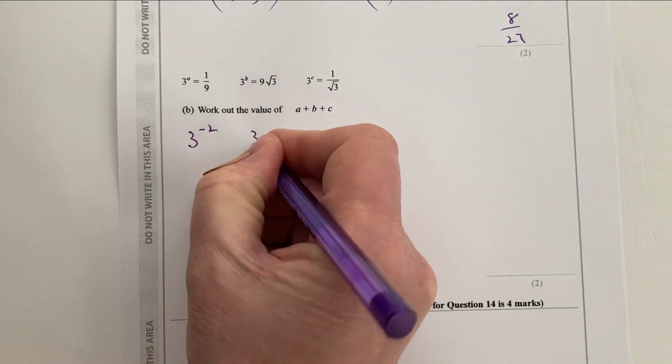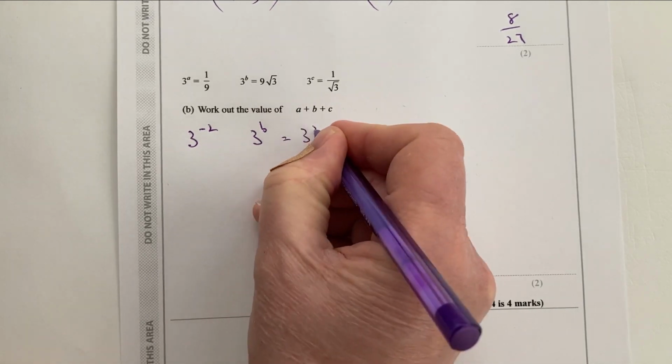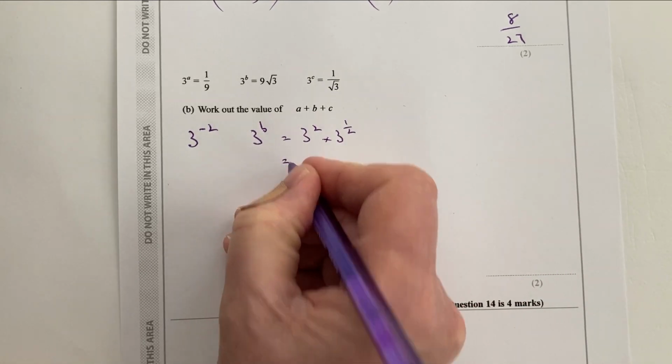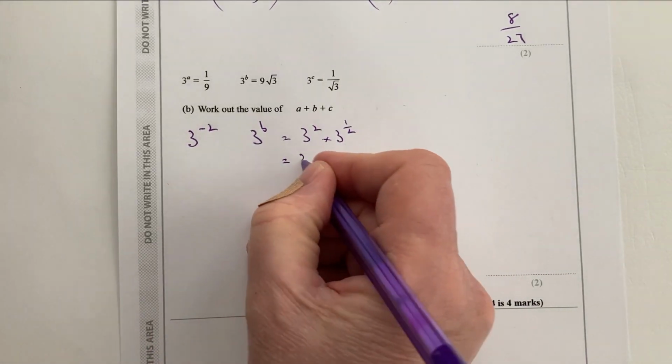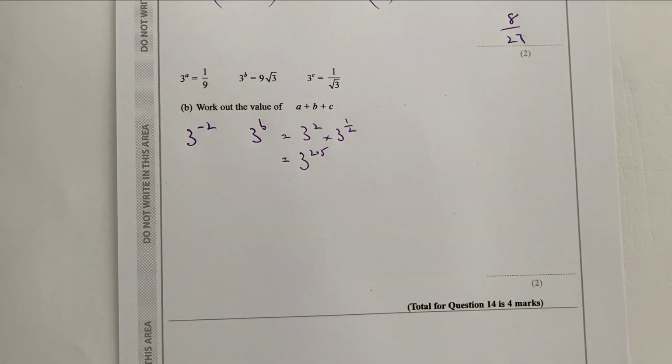So 3 to the power of b is going to be equal to 3 squared times 3 to the power of a half. So what it means then is we could write that as 3 to the power of b is equal to 3 to the power of 2.5. I'm going to leave it as a decimal at the moment just because it might make the calculation a little bit easier, but equally well I could write it as 5 over 2 if I wanted to.